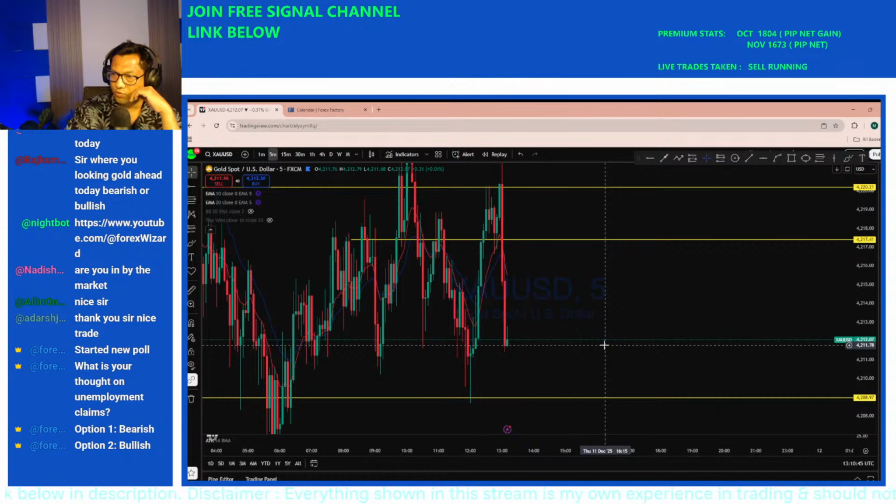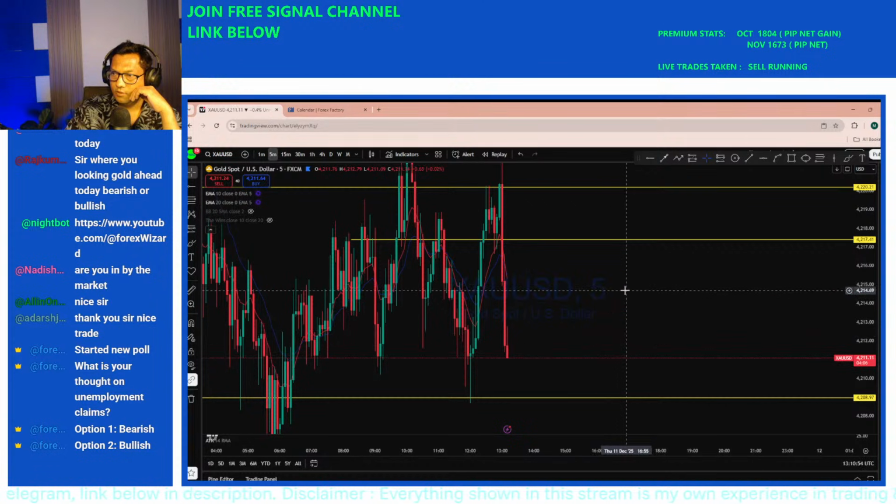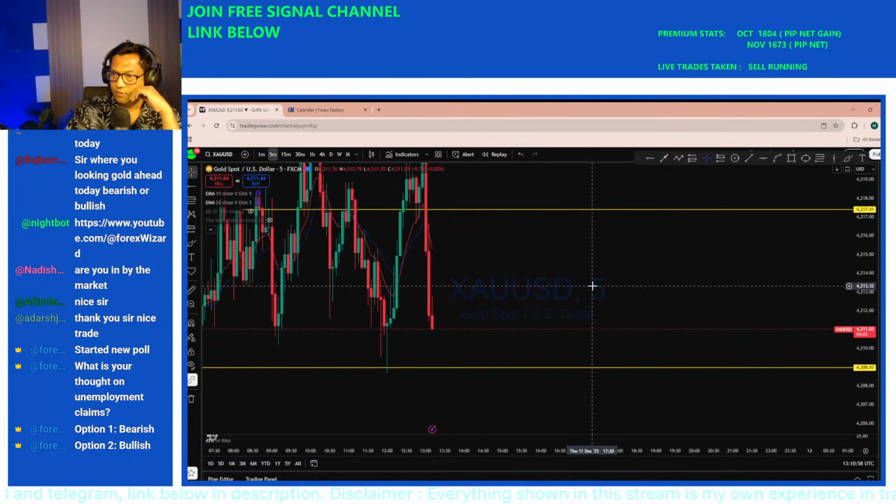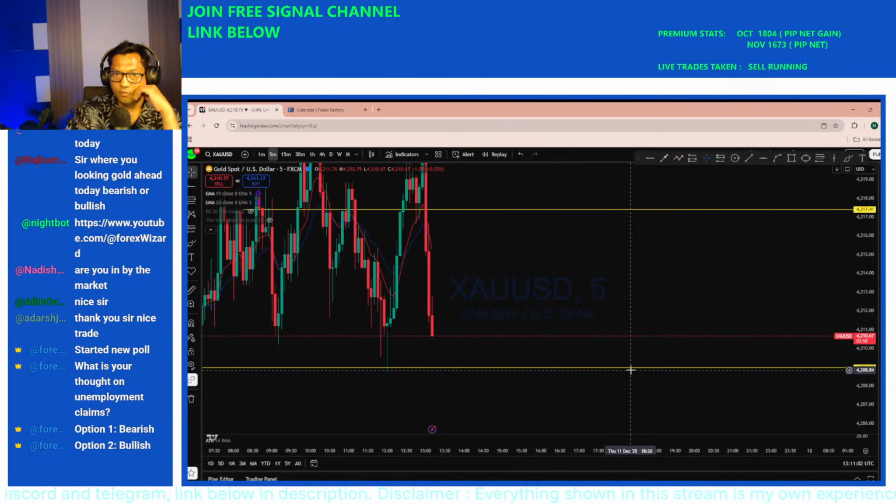This is a straight drop to this order block, and maybe just an order flow.